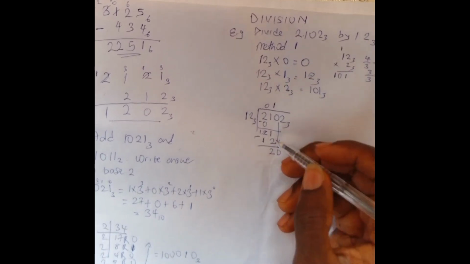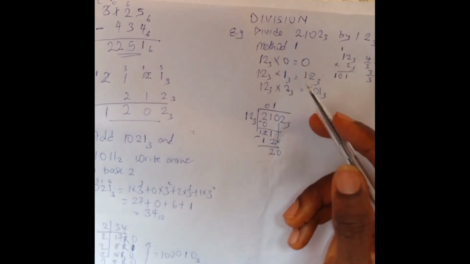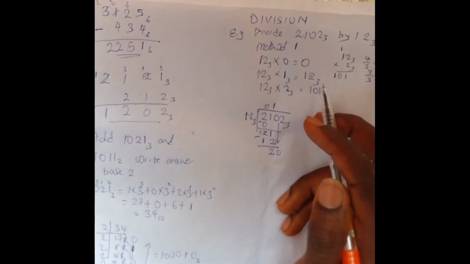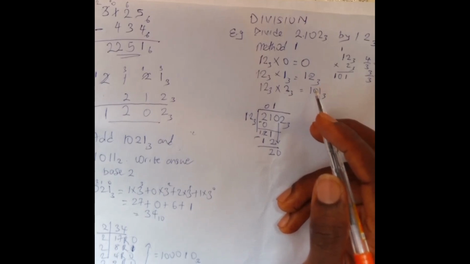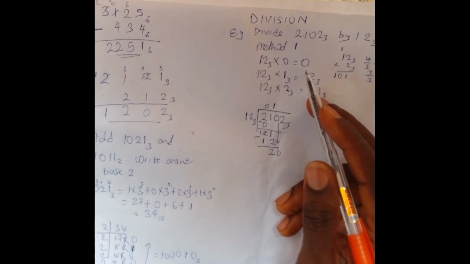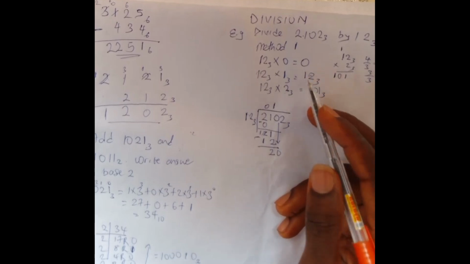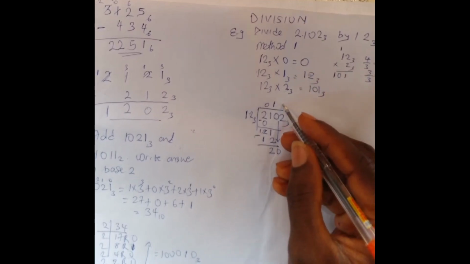20 divided by 12. Now check our multiplication table. What is the highest number that is closer to 20 in this multiplication table? The highest number closer to 20 in our multiplication table is 12. And what do you multiply to get 12? It is 1. So write 1. 12 times 1 is 12.